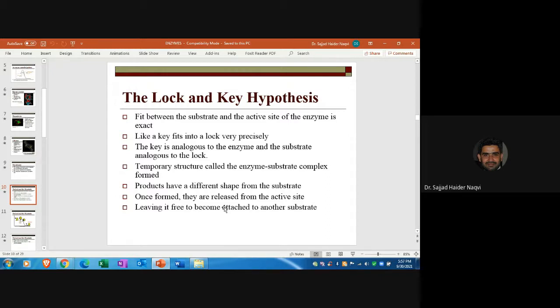So once the substrate is transformed into a product, that means it's no longer compatible with the active site based on the lock and key hypothesis. And that's why once the product is formed, it quickly dissociates from the enzyme because it's not compatible. So I think that's pretty easy to understand. That's how, once the product is formed, it's released from the active site. Once it is released from the active site, that means the enzyme is again available to catalyze another reaction.